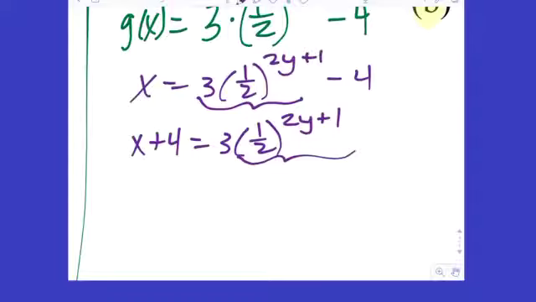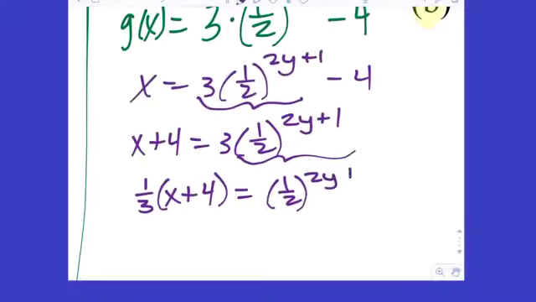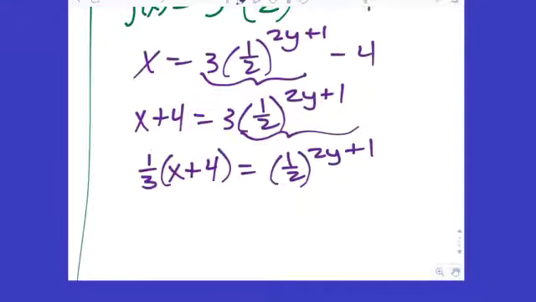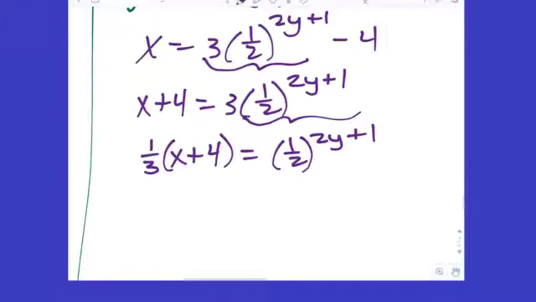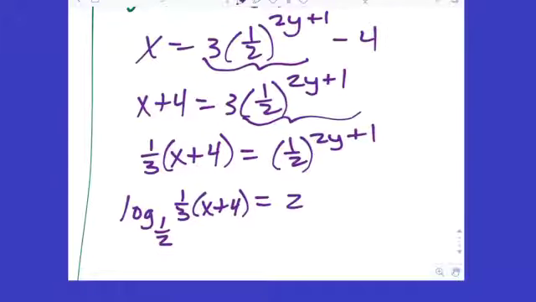You can divide through by 3 if you want. That's fine. I'm going to multiply both sides by a third. So I'm going to leave that as a third times (x plus 4), but you could also have (x plus 4) all divided by 3. And that just equals then (1/2)^(2y plus 1). Now if this were algebra 1, you'd be done. But now we have to unexponentiate it once you get the exponential factor by itself. Since it's base 1/2, we'll take log base 1/2 of both sides. And we're left with 1/3 (x plus 4) as the argument, and that equals 2y plus 1.